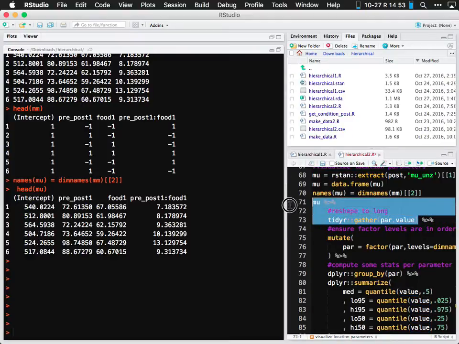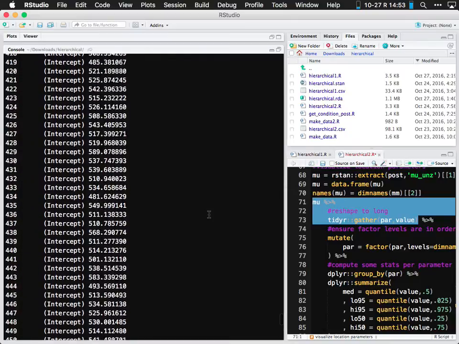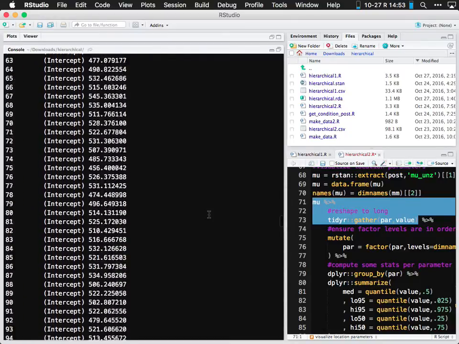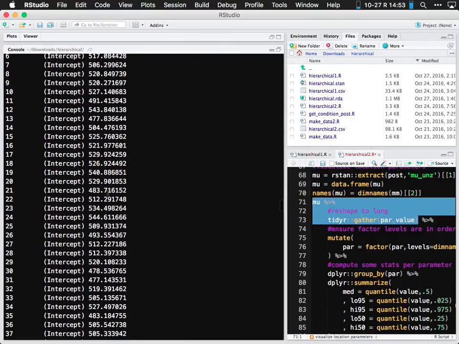If I actually just run this without grabbing the next pipe, it will just show you on screen what that's going to look like. Just 2 columns, one column that says parameter, the other column has the values that are in there.